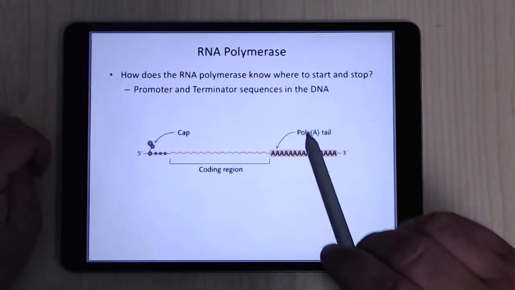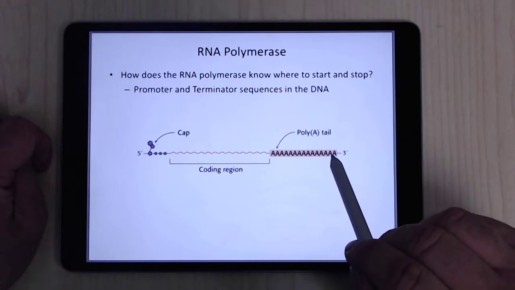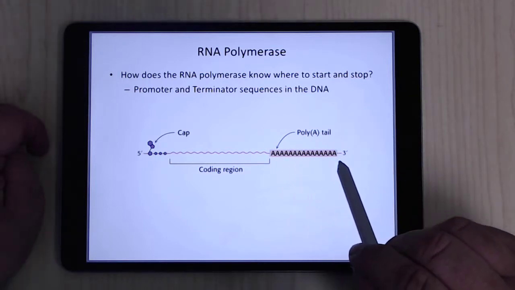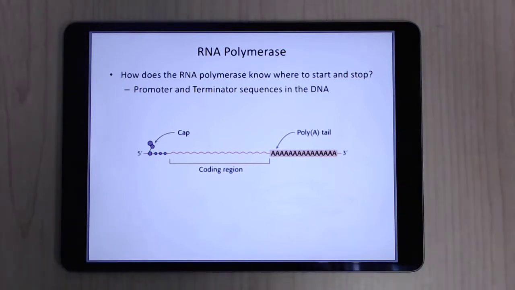There are also terminator regions. At the end of the coding region, you're going to have what's called a poly A tail. It's literally just a huge string of A's, and when the polymerase hits that, it's going to fall off. And then voila, you've got yourself your full-length RNA.